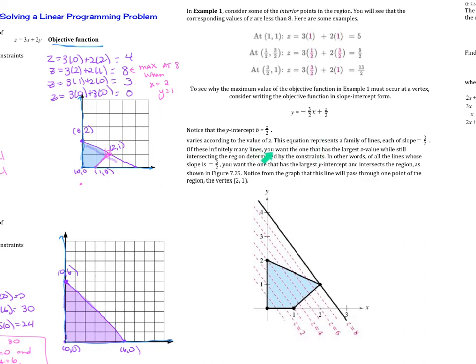Of these infinitely many lines, you want the one that has the largest z value while still intersecting the region determined by the constraints. So in other words, of all the lines whose slope is negative 3 halves, you want the one that has the largest y-intercept and intersects the region, as shown in figure 7.25. And so notice from the graph that this line will pass through one point of the region, and in this case, it's this vertex here. So it always has to be at a vertex.